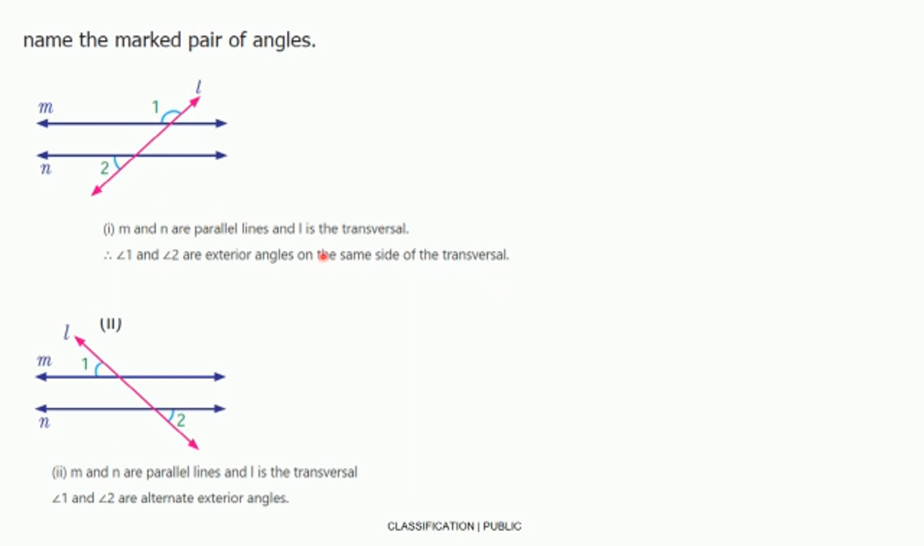Next, here also angle 1 and angle 2. Here also that is exterior only, but it is alternate exterior. The answer: M and N are parallel lines, L is the transversal line, and angle 1 and angle 2 are alternate exterior angles, because you see they are on opposite sides.